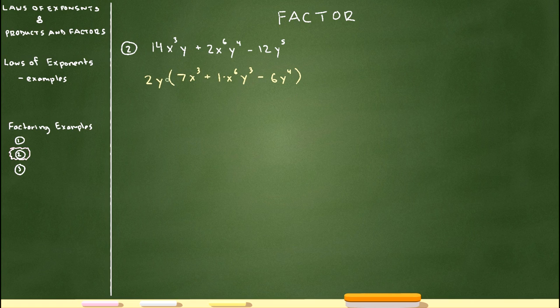So if you were to check your answer, you could do 2y times this value. It should give me that value. And 2y times this expression here should give me this. And 2y times the 6y to the fourth, we get the negative 12y to the fifth. All right, so again, it's just writing this first expression in factored form.